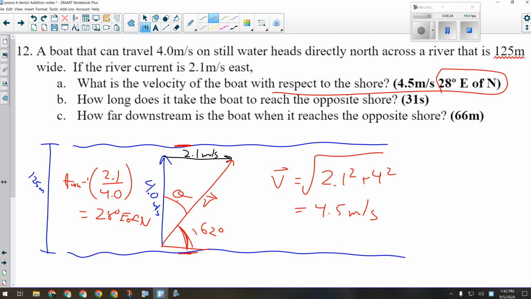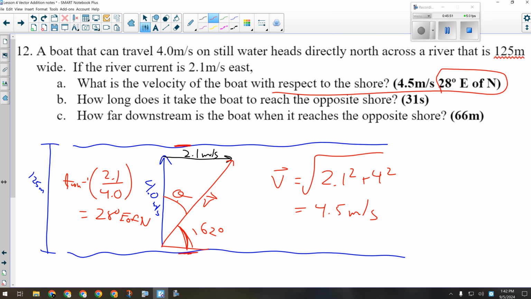If I want to find out how long it takes to cross the river, I can only use vectors that go the same direction. Across the river would be good, since that's what it asks about. Okay? So I can use 4 meters per second, that's across the river, and 125 meters, that's also directly across the river. Those two go together. Okay? You can't ask me to calculate something about north using something east. Okay? They're not going the same way.